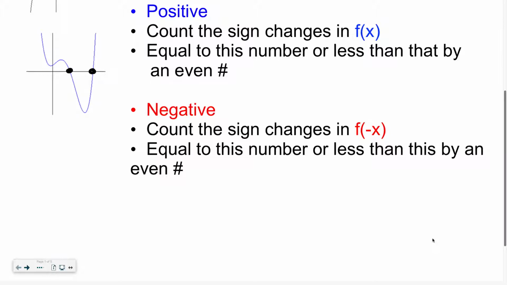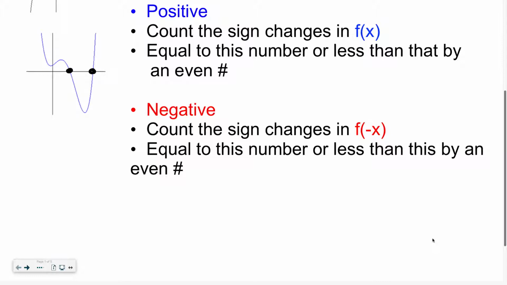So I highlighted in red the big difference. If you want to do the negative real zeros, you can't look at f of x because we use that for positive real zeros. So we have to look at f of negative x. And I'll show you that on the next slide when we do our first example, how we'll get f of negative x. But then the rule is the same. Once you find whatever f of negative x is, it's the same rule.